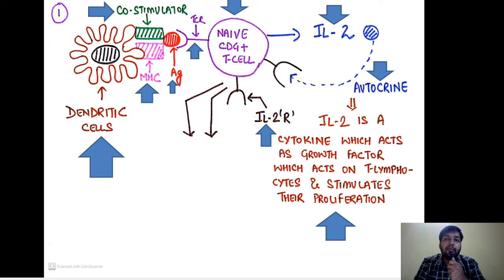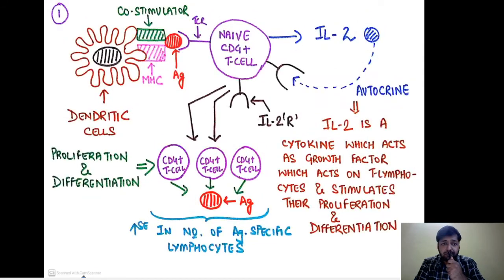So what is happening? Once interleukin 2 acts on the interleukin 2 receptor present on the surface of the naive CD4 plus T cell, what will happen? It is going to lead to the proliferation and differentiation of the CD4 plus T cell, and all these CD4 plus T cells will be specific for that particular antigen. So there is an increase in the number of antigen specific lymphocytes.